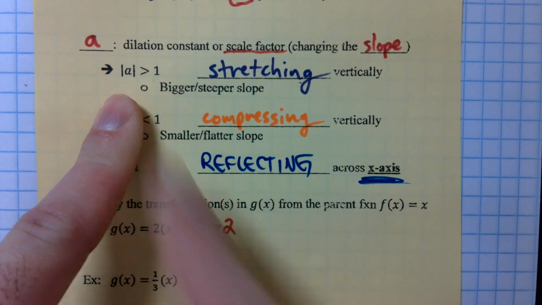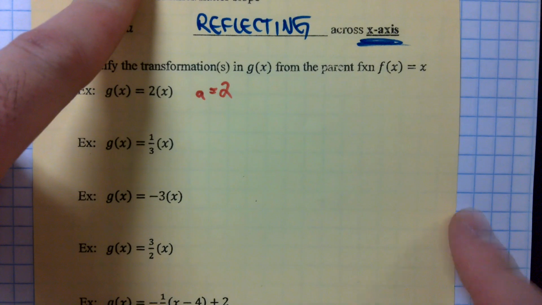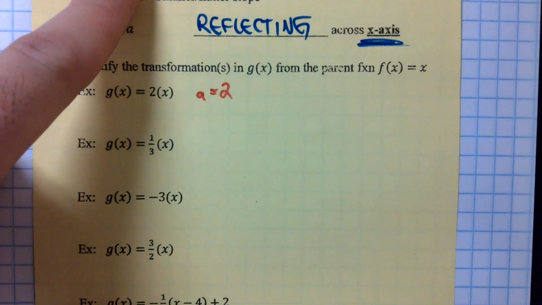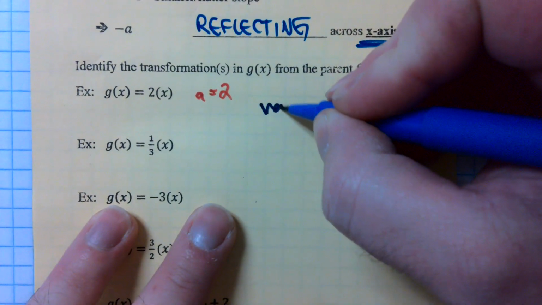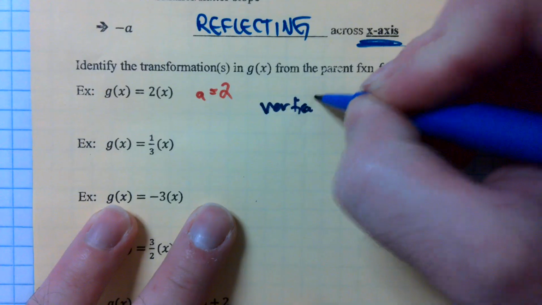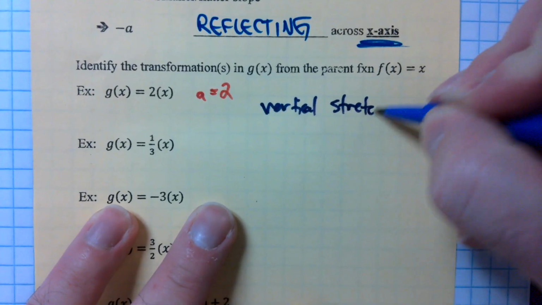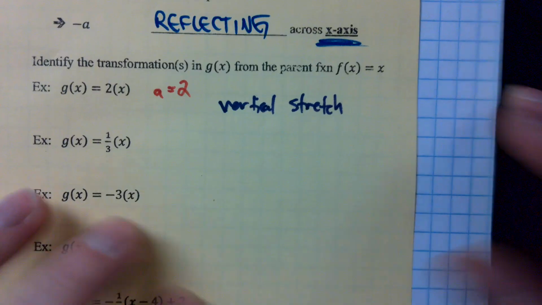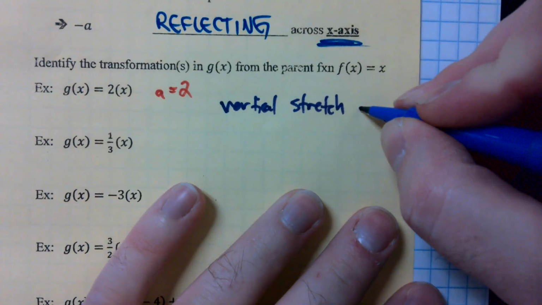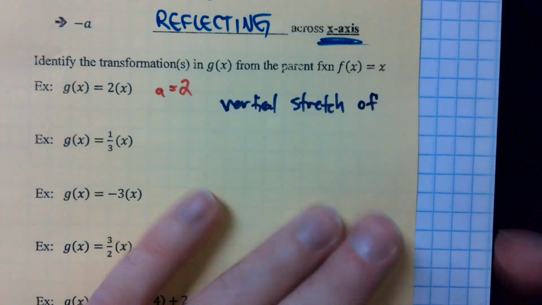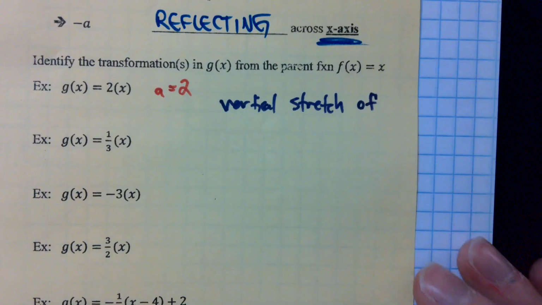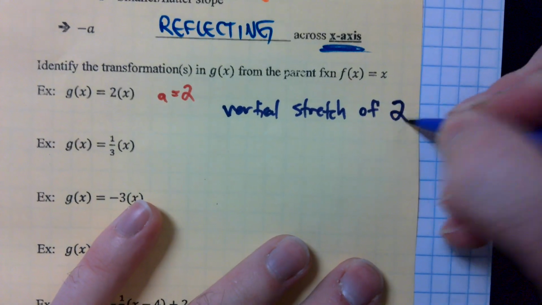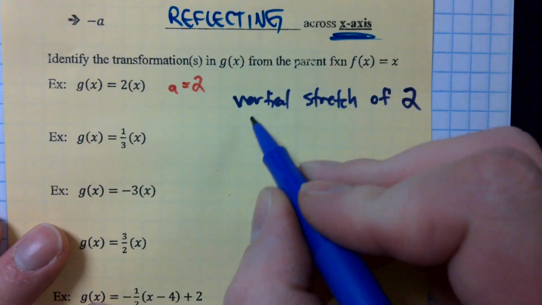Bigger. That tells me that the transformation I'm doing here is a vertical stretch. Remember, Mr. Egg getting taller and taller. I'm stretching him out. Vertical stretch of, or by a scale factor of, but I'm not writing all that. Vertical stretch of 2.